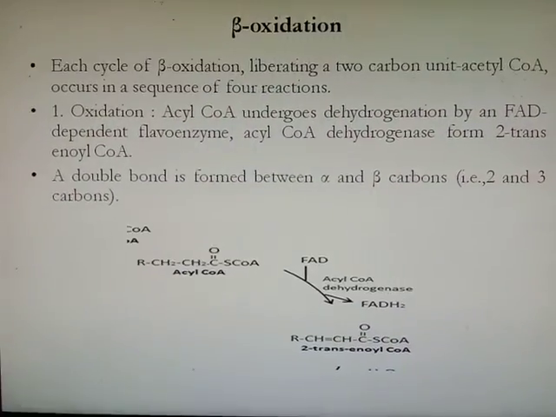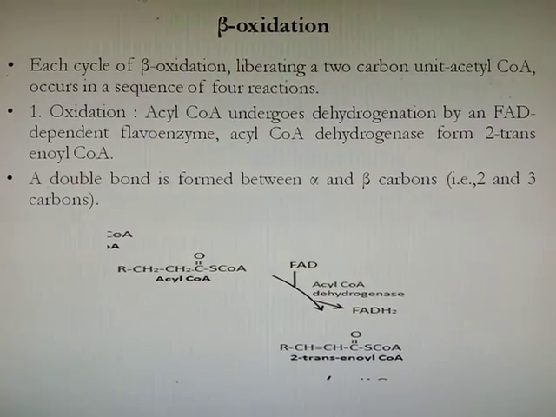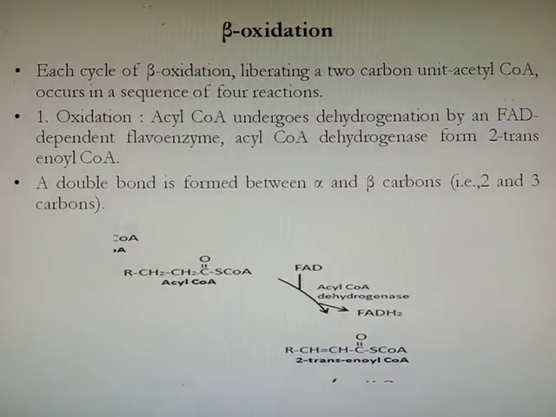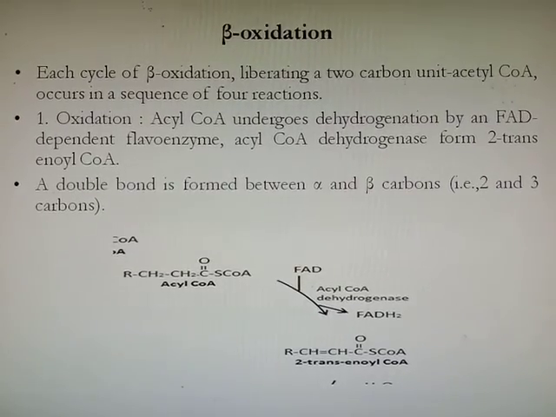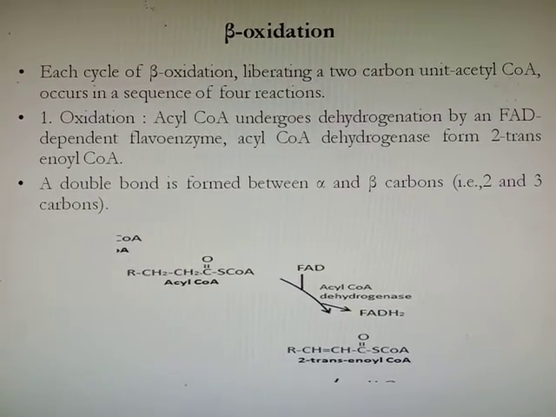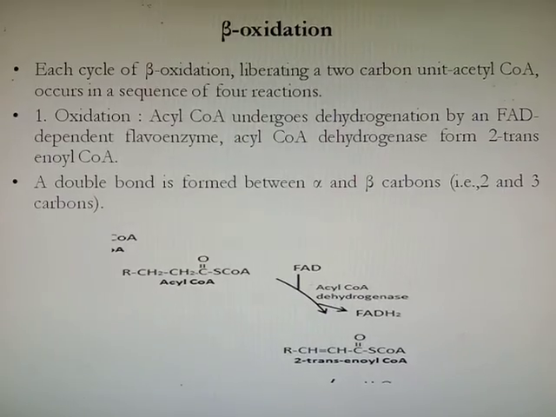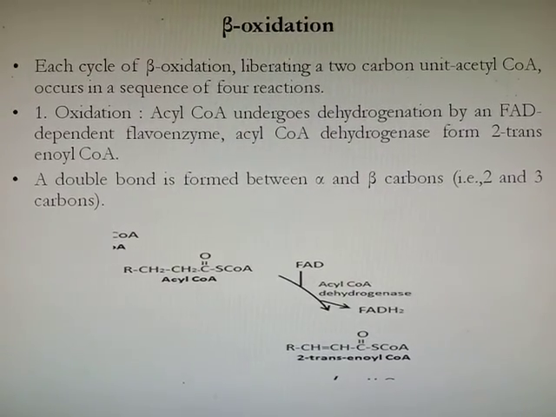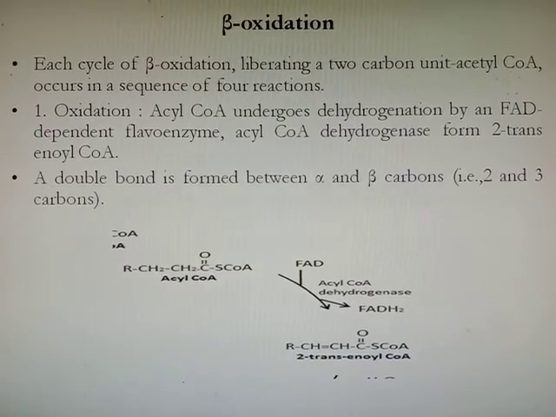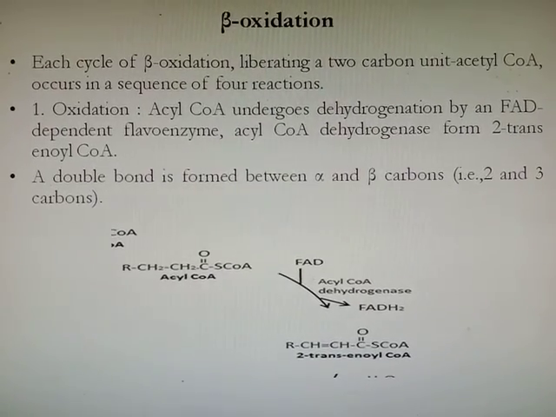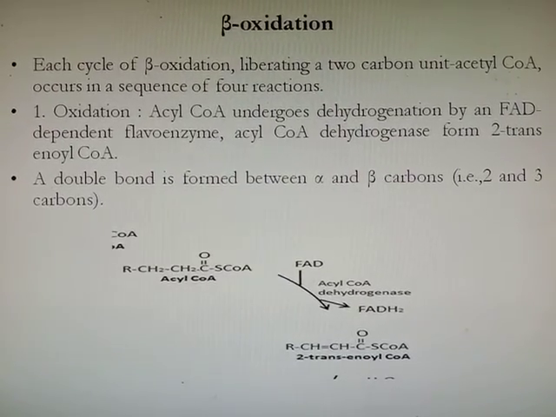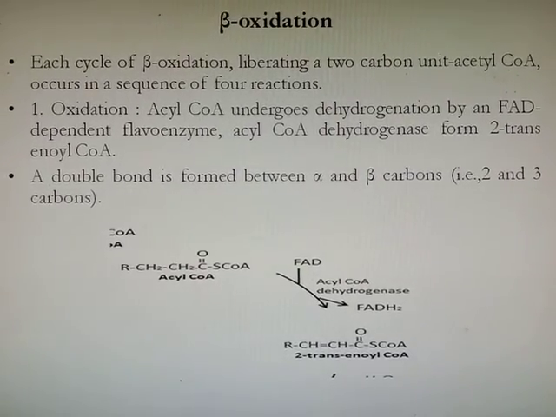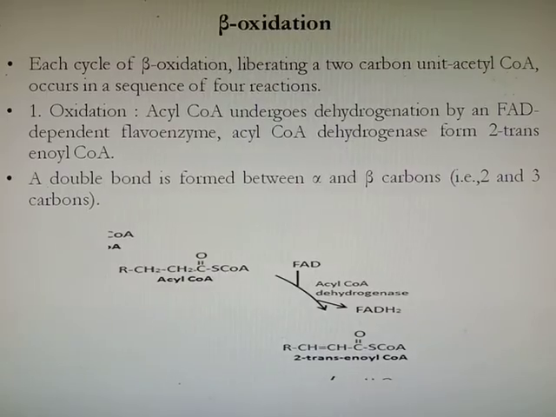Now third is beta oxidation. First we have seen activation of fatty acid, then transport of fatty acyl coenzyme A into mitochondria. Now the proper beta oxidation takes place in mitochondria. Each cycle of beta oxidation liberates a 2 carbon unit called acetyl coenzyme A, which occurs in a sequence of 4 reactions. Out of 4 reactions, the first reaction is called the oxidation reaction.